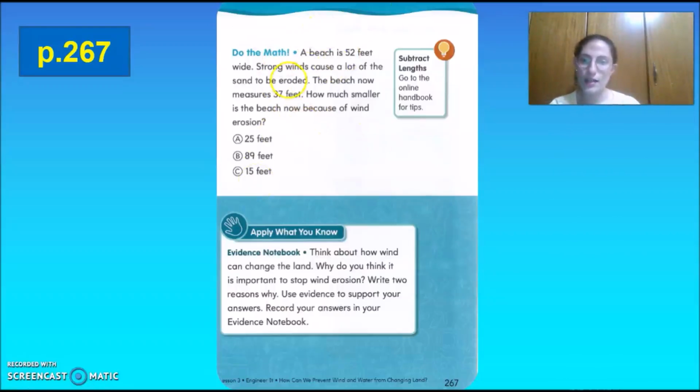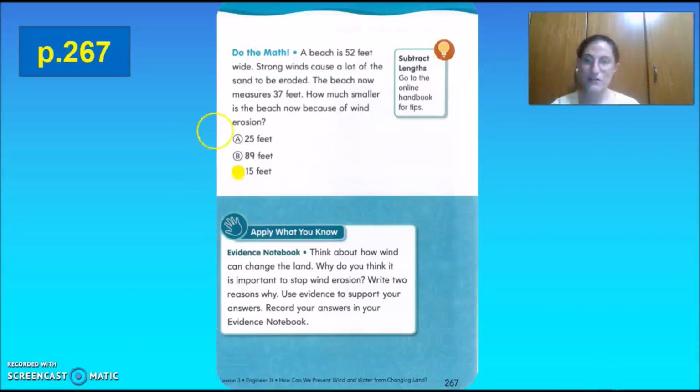What do you guys think? How much smaller is the beach now? Is it A, 25 feet, B, 89 feet, or C, 15 feet? It was 52, it became 37. How much smaller is the beach now?